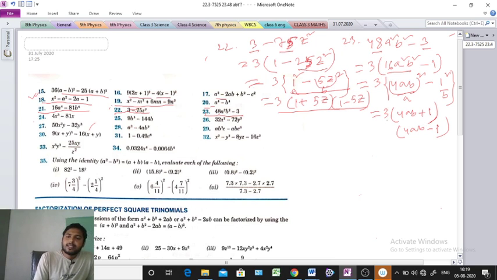And the 3 that was in front is also there, a common portion, so 3 times 4ab plus 1 and 4ab minus 1 is the answer. Easy or not? Very easy. Okay, next.